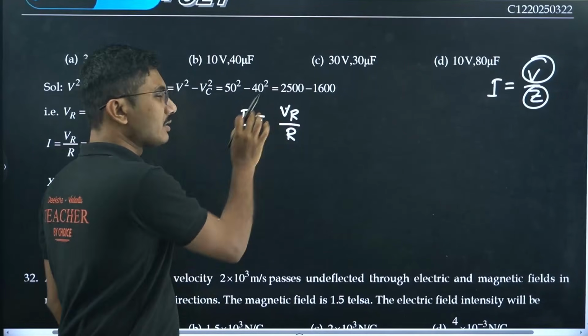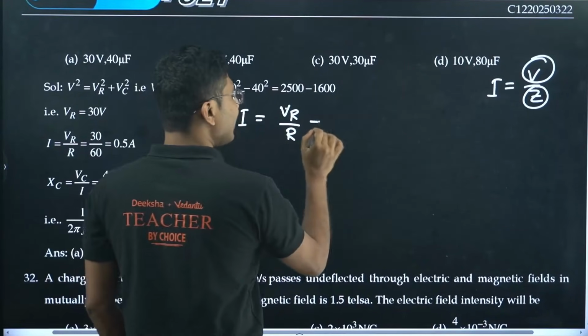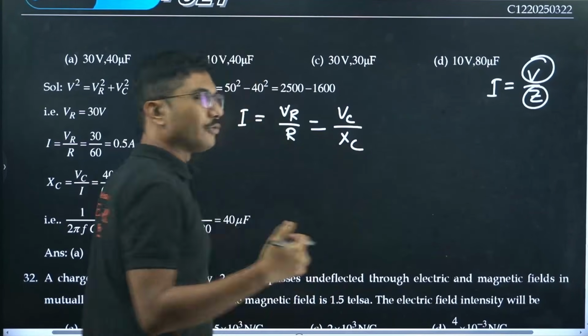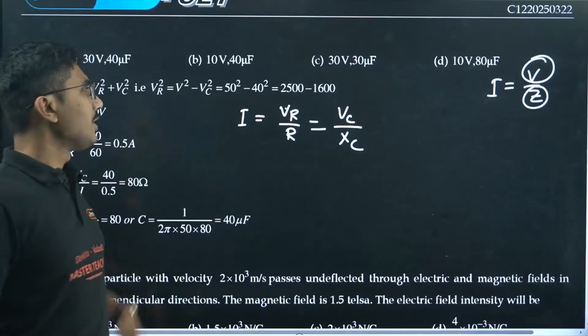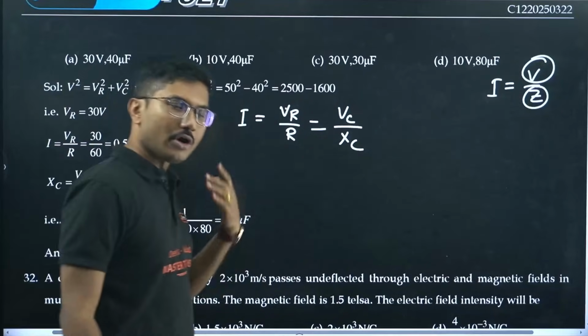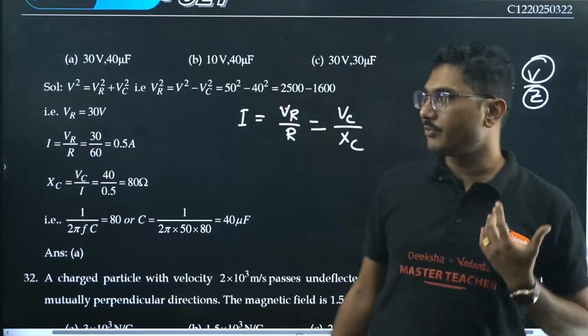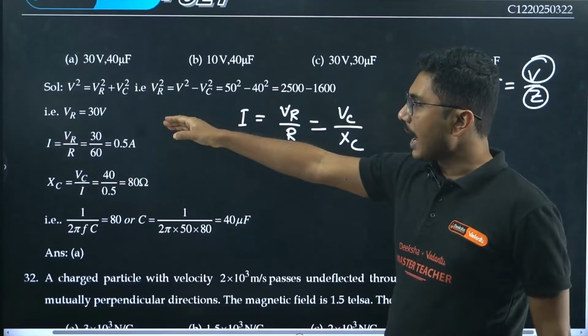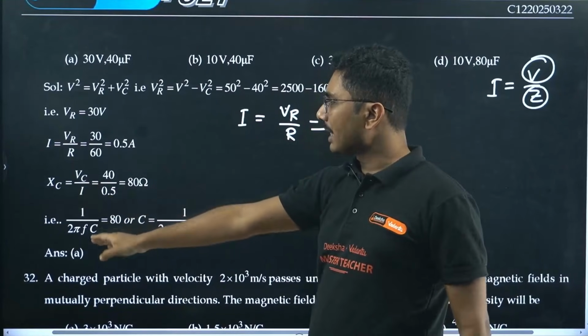Okay, only across resistance is known, and that current is the same as VC by XC. So if you know the individual component voltages, you can use these formulas. If you do not know the component voltages, you cannot use this formula. Now obviously VC is given in the question itself, and current you have calculated. From there you can calculate XC.